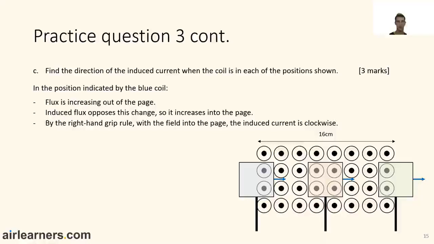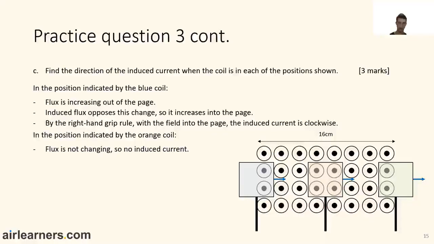You can see there's quite a clear process that I've gone through there. I've identified what the flux is, what the actual change is, how we oppose that change, and also applied the right-hand grip rule to find the direction of the induced current within that loop. Now, the orange one is going to be the easiest. Flux is not changing, so there's no induced current. Easiest mark you can get.